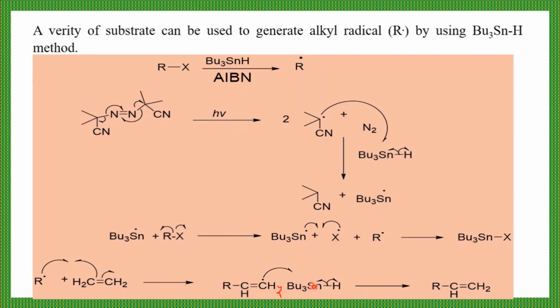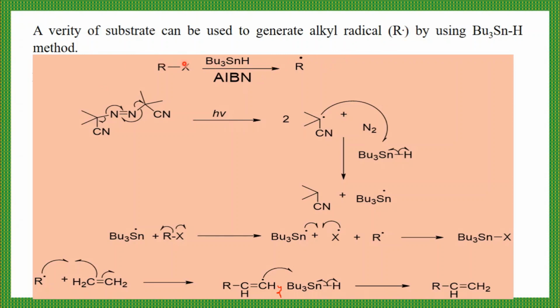So the generated tributyltin radical again enters in step 2, and it generates alkyl radical from alkyl halide. So this is about the reaction mechanism. Again I am explaining for your understanding, so you can understand that in a three-dimensional way. We are using this alkyl halide to generate R radical.